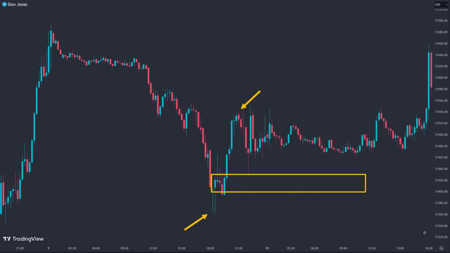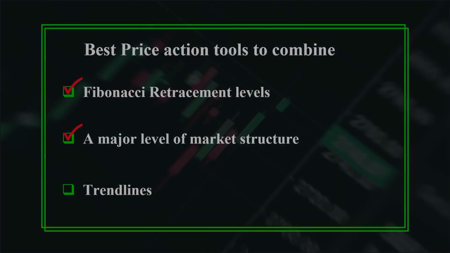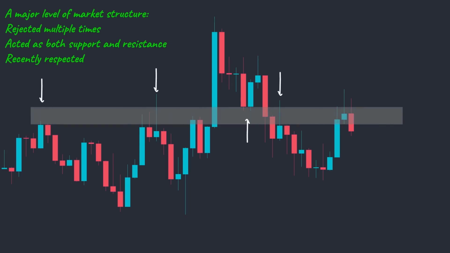Let's continue with the second price action tool, a major level of market structure. A major level of market structure refers to a level that has been rejected multiple times, acted as both support and resistance, and has recently been respected. For example, here, this area has been rejected multiple times recently, and it has acted as both support and resistance.